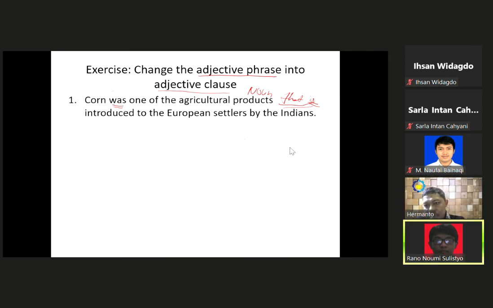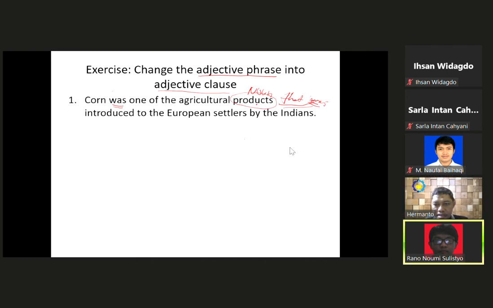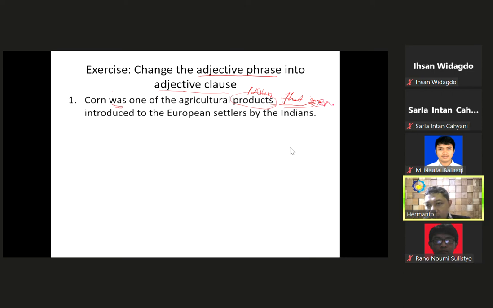Change to was. Okay, it's not is but was, right? Next, the noun is products. Products, is it singular or plural? Plural. It is indicated by S. So when it is plural, does it match with was? No, it's not was, but it is were. Okay, everyone? That is the correct answer.